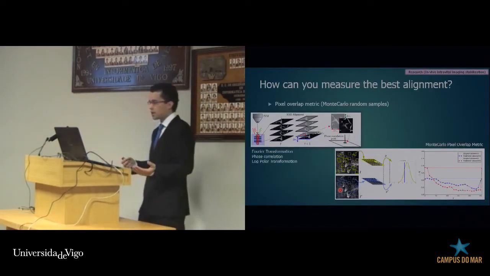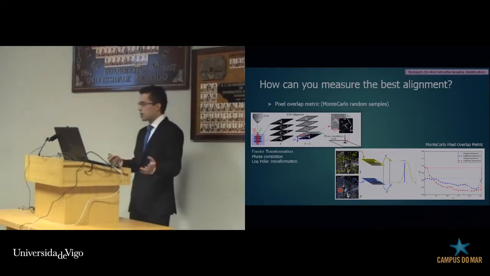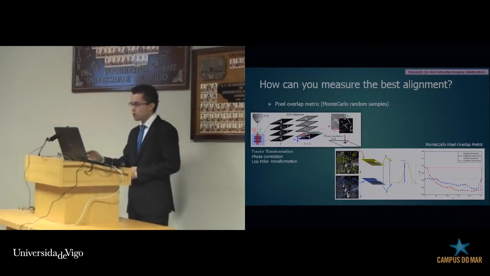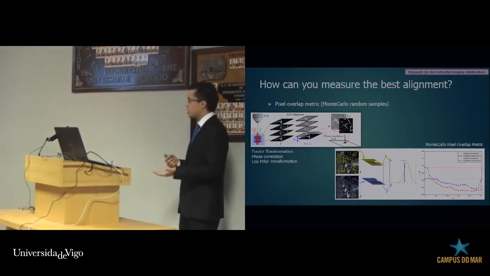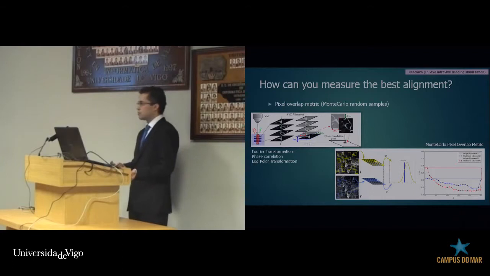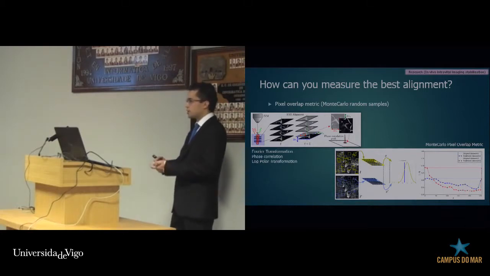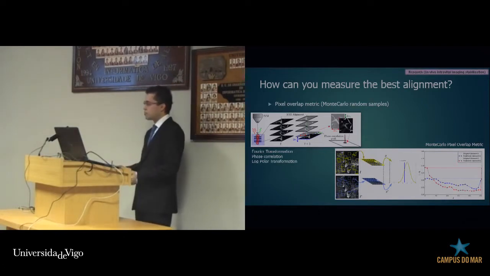The main problem here, if you use these techniques, which are not new, is that you need to get a measure. How can you measure the best alignment? How can you measure the best stabilization? Because there isn't anything to measure that. Normally it's the expert who says, okay, this stabilization is really good, you have improved data, but it's not a quantitative measure.